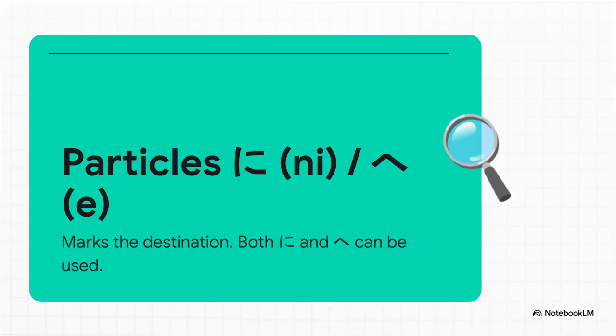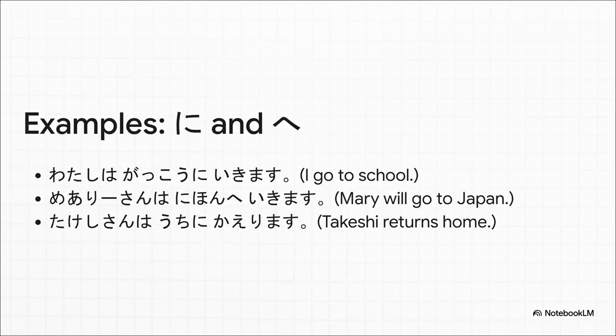Now, are there some tiny nuance differences? Sure, for really advanced speakers. But honestly, for now, when you're using verbs of movement like go or return, just think of them as interchangeable. Seriously, don't sweat it. So check these out. We've got verbs of movement here. I go to school, gakko ni ikimasu. Mary will go to Japan. Nihon e ikimasu. And Takeshi returns home, uchi ni kaerimasu. In each case, the particle is just like a big arrow pointing to the destination.